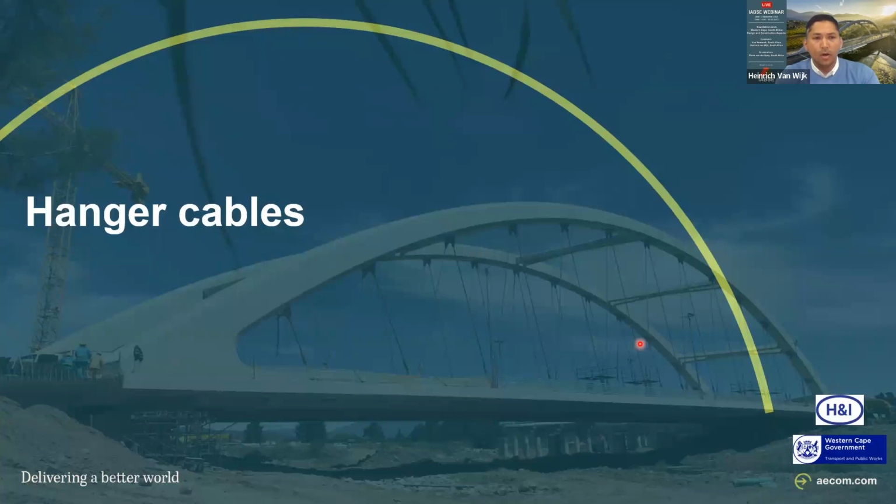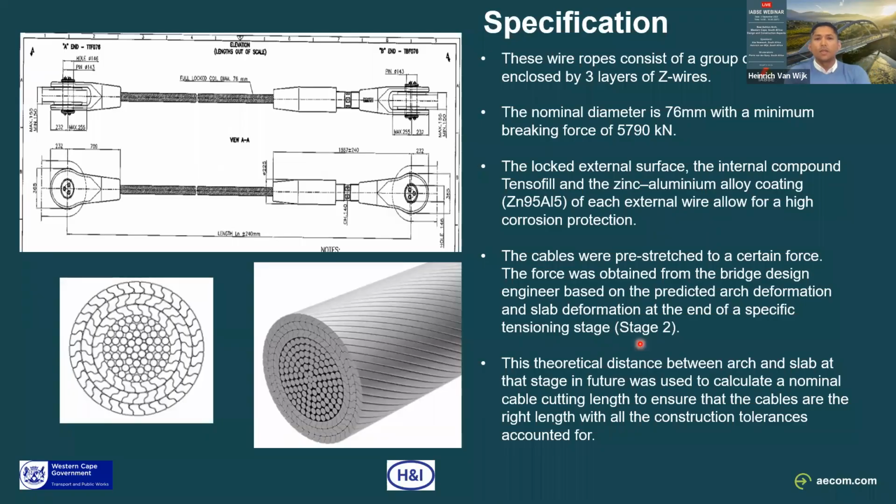Okay, and then on the hanger cables, what was used is this fully locked coil by Radiali, 76 millimeters in diameter with a breaking force of 5,790 kilonewtons. These cables were manufactured in Italy, and we had to finalize the cutting lengths of the cables quite a bit in advance, so that they could arrive on site in time for the contractor, shipped and offloaded.